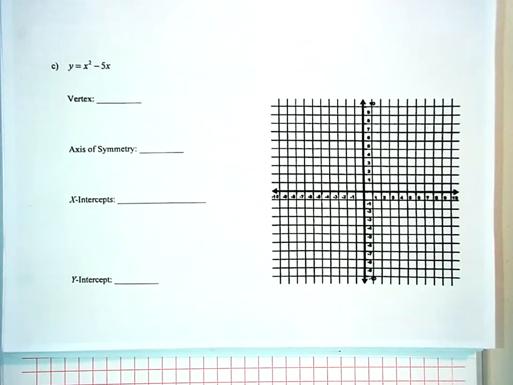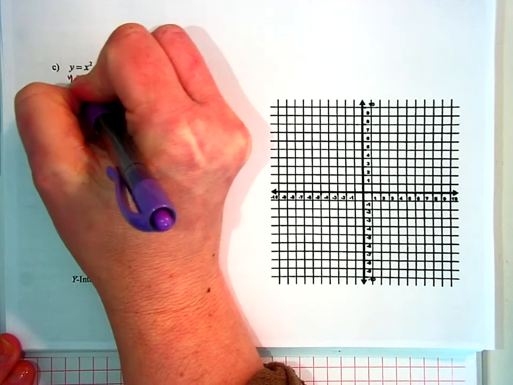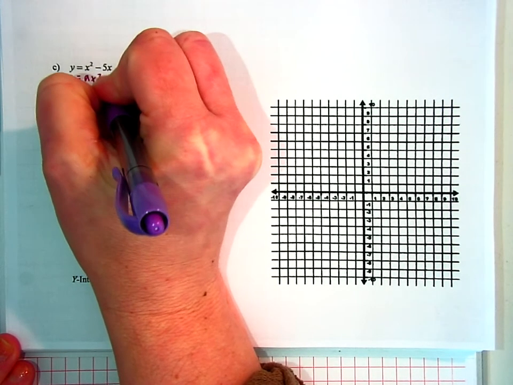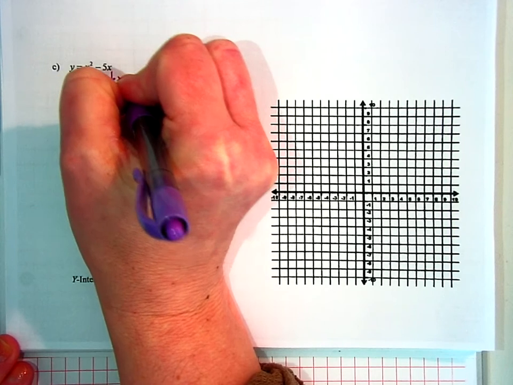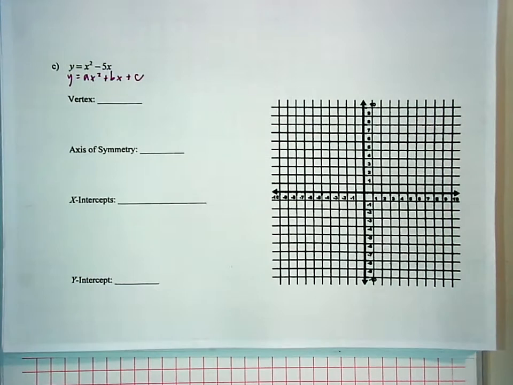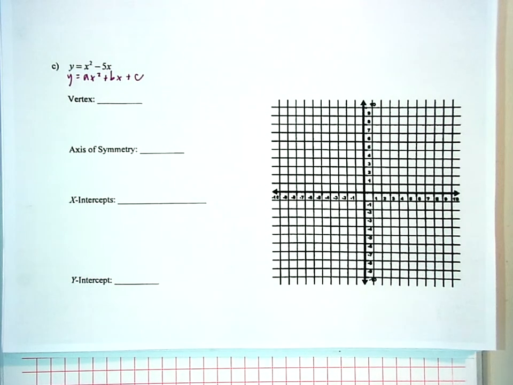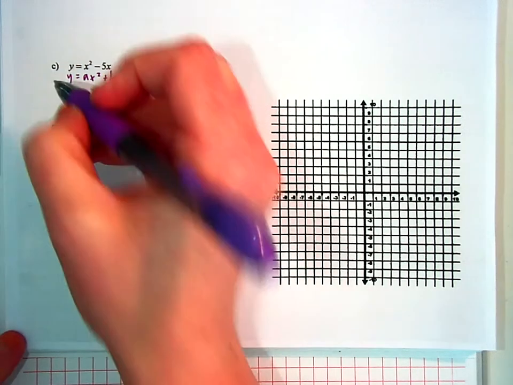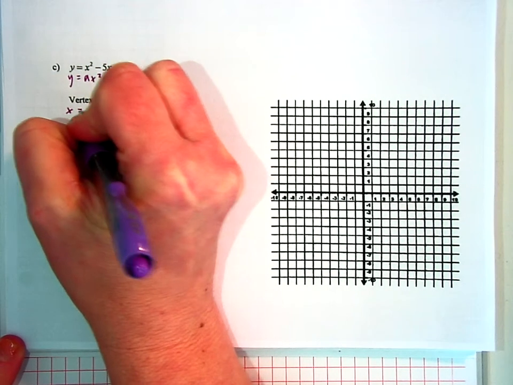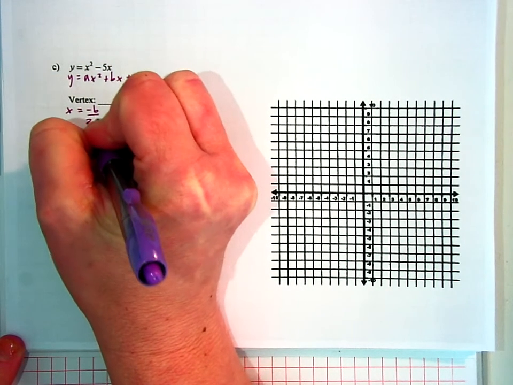All right, in C here, again, it's a quadratic function. Y equals ax squared plus bx plus c. So in this one, I do have a quadratic term. I have a linear term, but my constant is really just 0. So let's start. Vertex. X equals negative b over 2a.